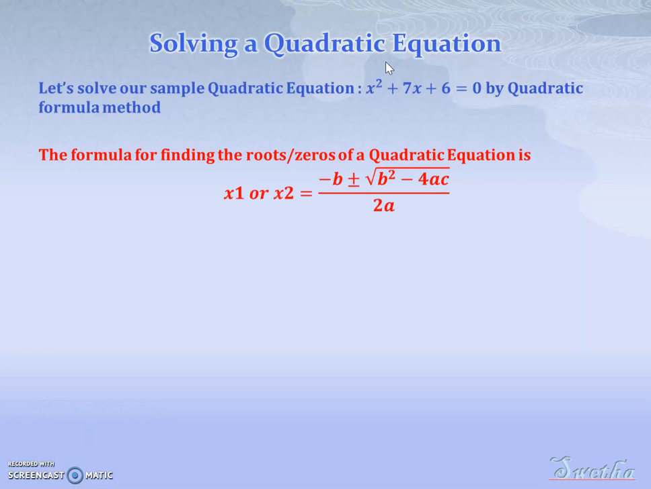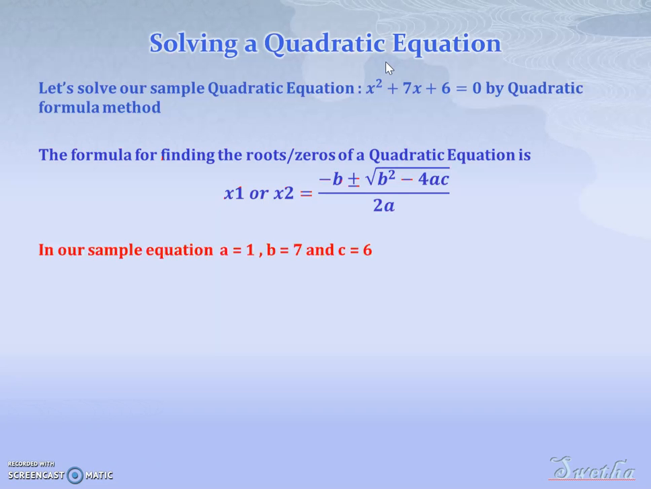Now let's solve this quadratic equation by first using the quadratic formula method. The quadratic formula is x1 or x2 is equal to negative b plus or minus the root of b squared minus 4ac, all over 2a.